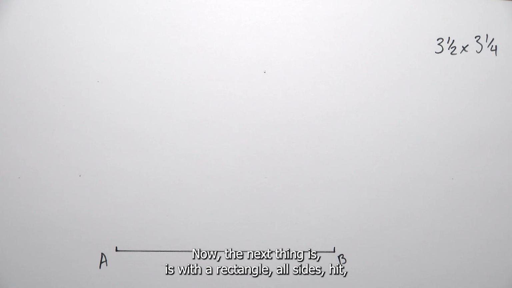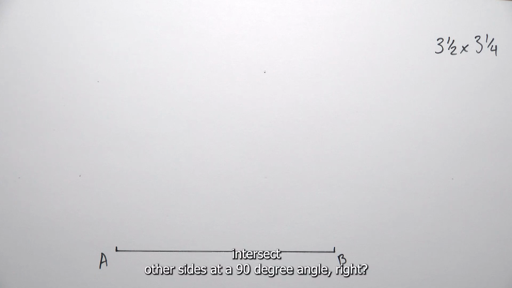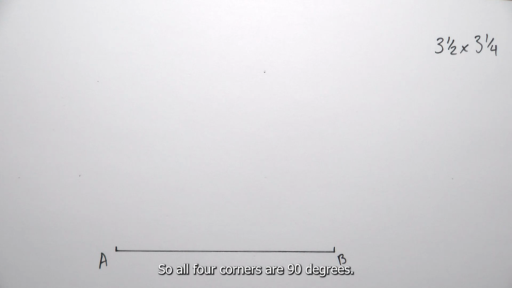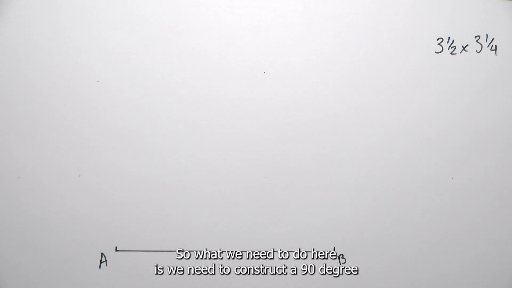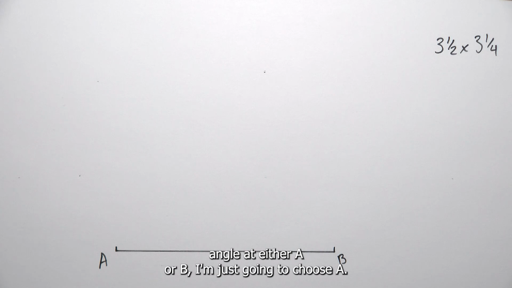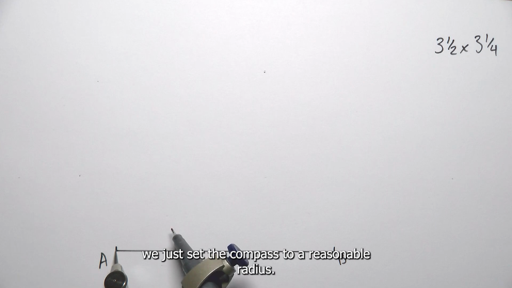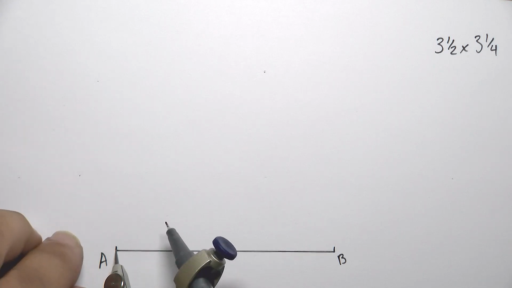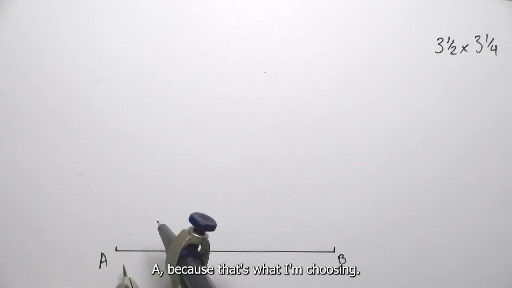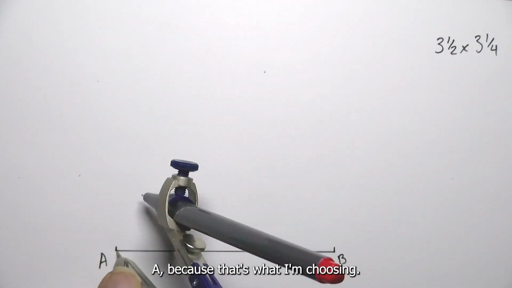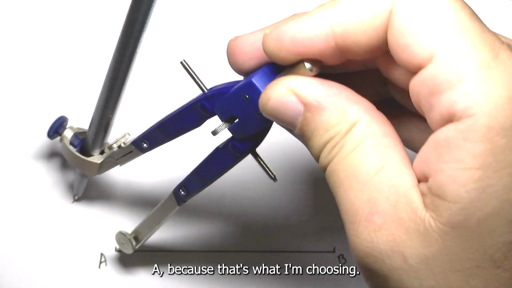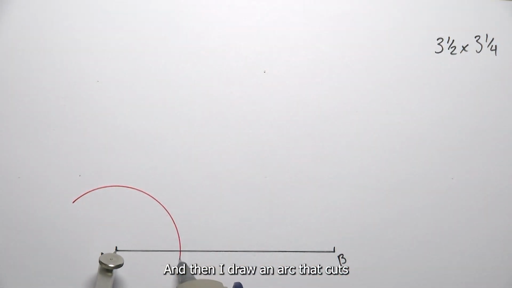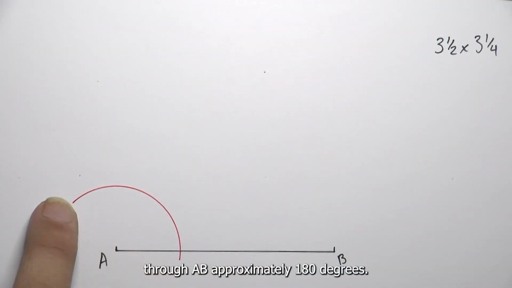Now the next thing is, with a rectangle, all sides intersect other sides at a 90-degree angle, right? So all four corners are 90 degrees. So what we need to do here is construct a 90-degree angle at either A or B. I'm just going to choose A. To start this out, we set the compass to a reasonable radius and set our compass on point A. Then I draw an arc that cuts through AB, approximately 180 degrees.